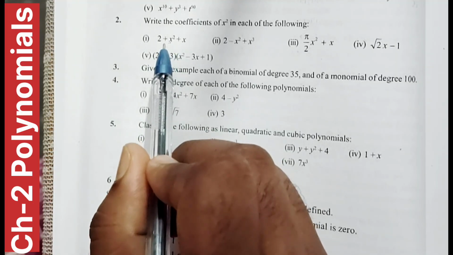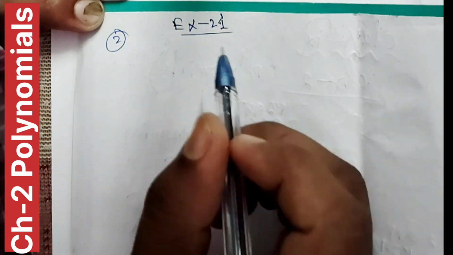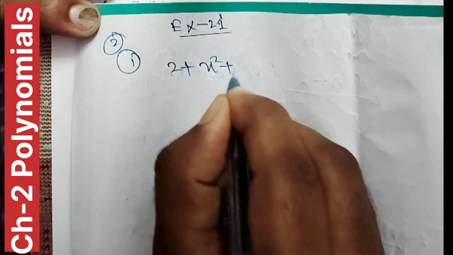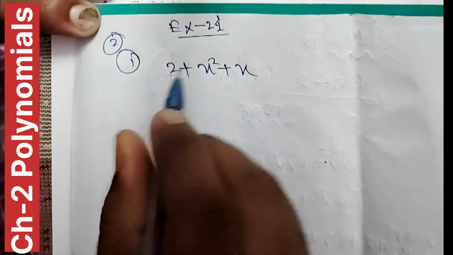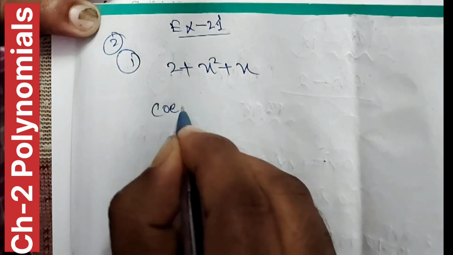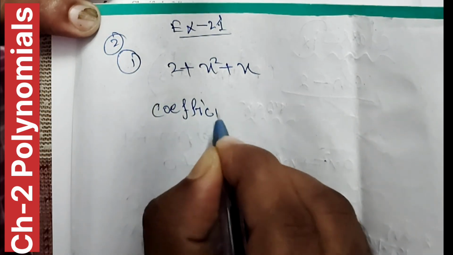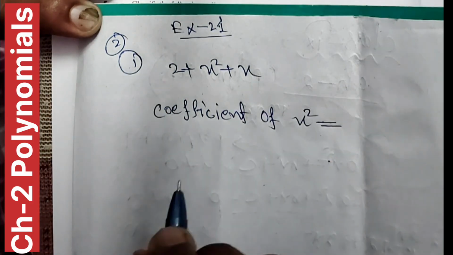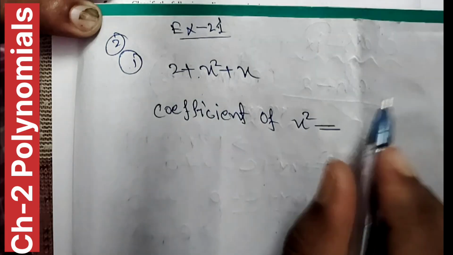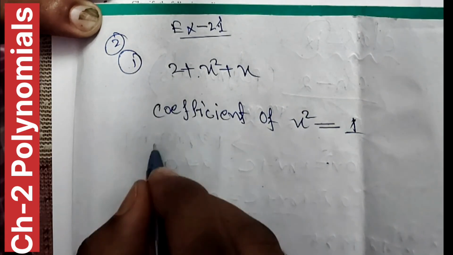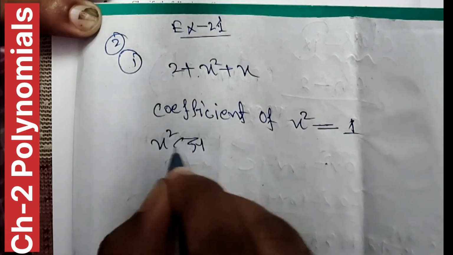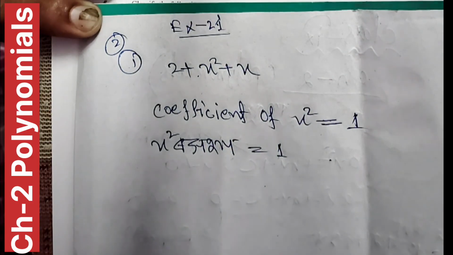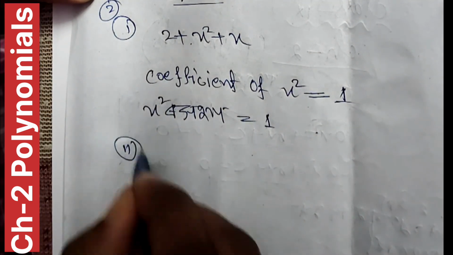Exercise 2.1, question number 1: 2 plus x square plus x. So coefficient of x square equals what? Coefficient of x square is 1. So 1.